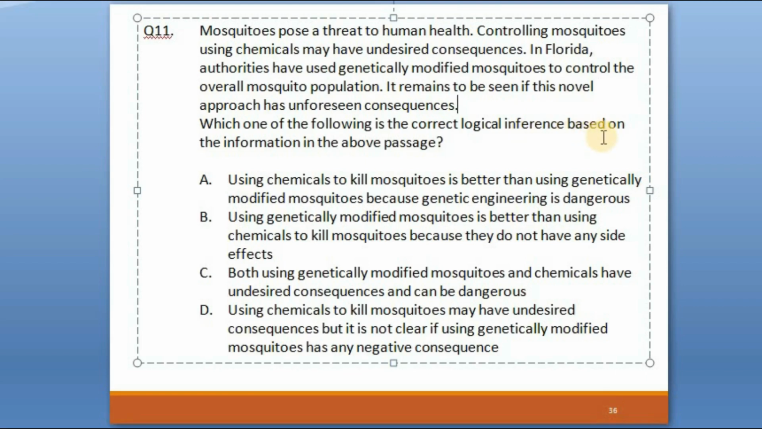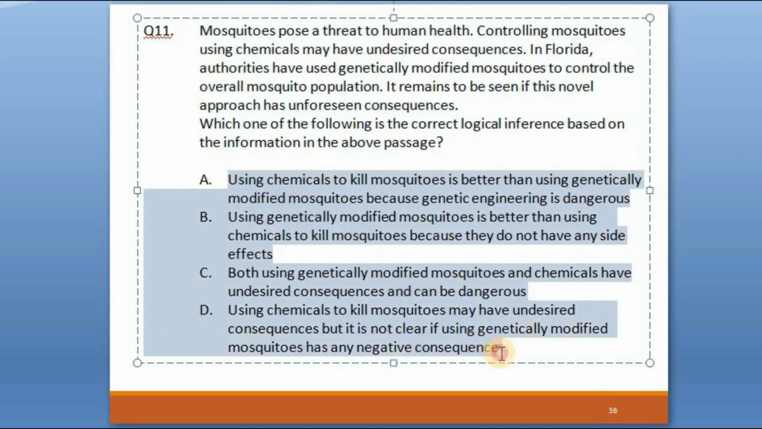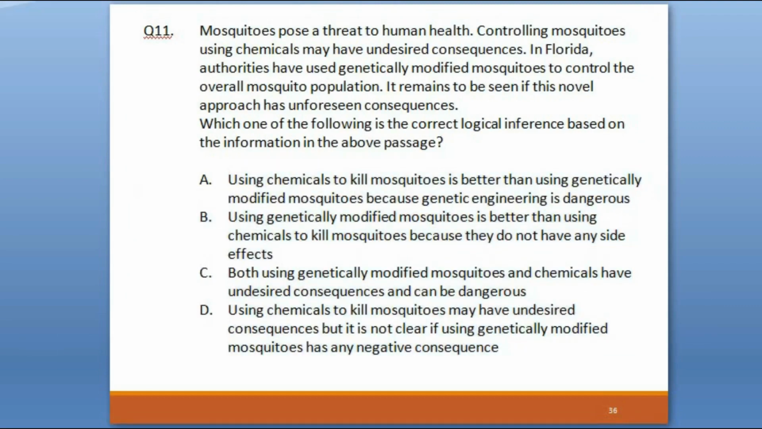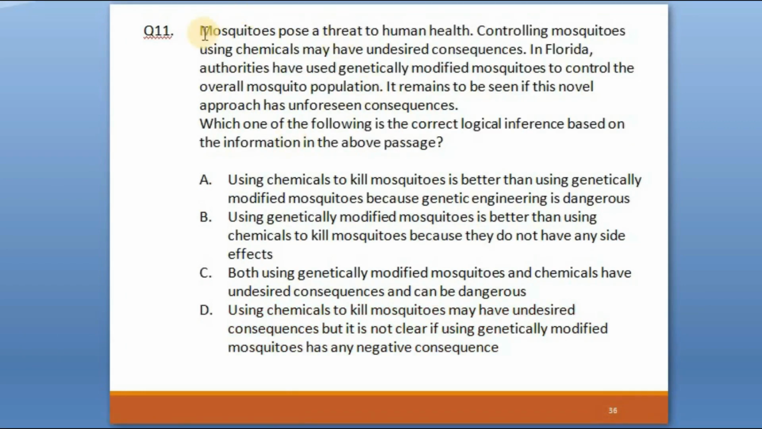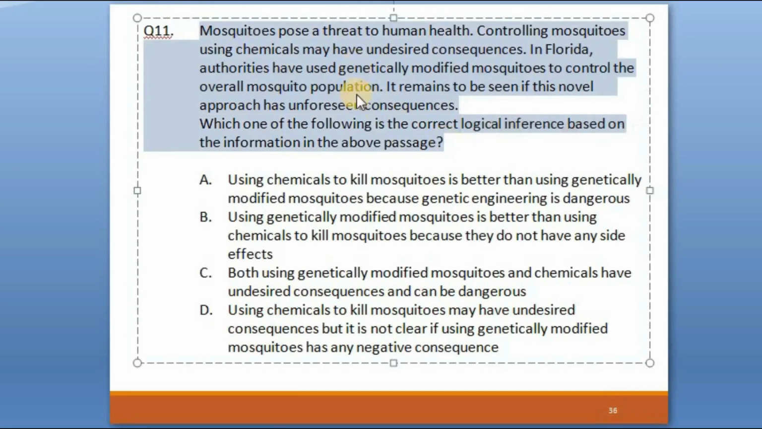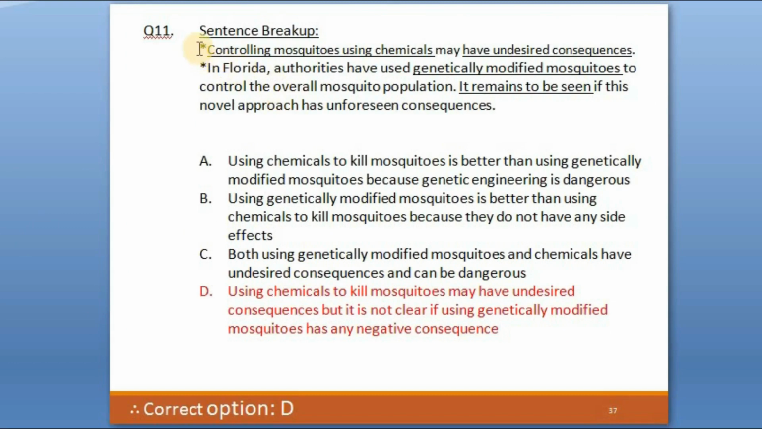Now this passage is given. According to this, 4 statements are given. We have to find out the most appropriate one. Now in the given passage, we have to thoroughly analyze the given statements, right? And when we analyze thoroughly, we get some clues that controlling mosquitoes using chemicals may have undesired consequences. So this is the first conclusion in the sentence breakup.